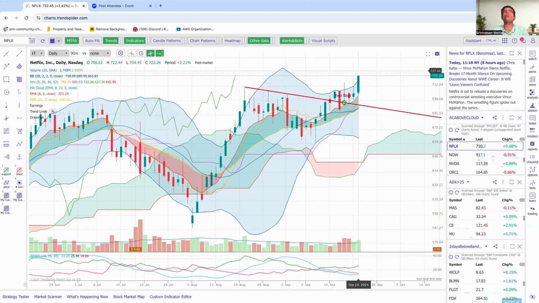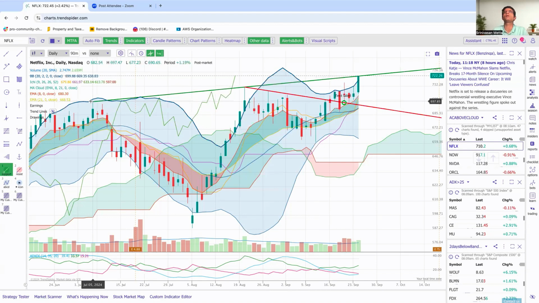So how do I determine the next resistance? I took the highest high from where I drew the previous trend line, and I created another trend line using the higher highs, using the swing highs. So the moment I drew this line, I knew that this was the resistance. So we entered the trade on the second day after this confirmation.